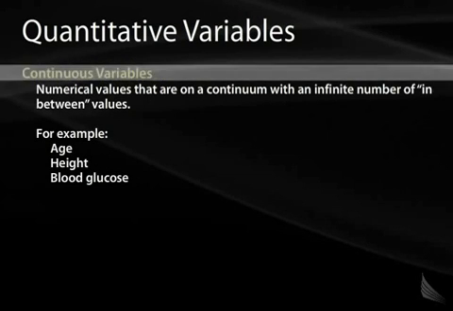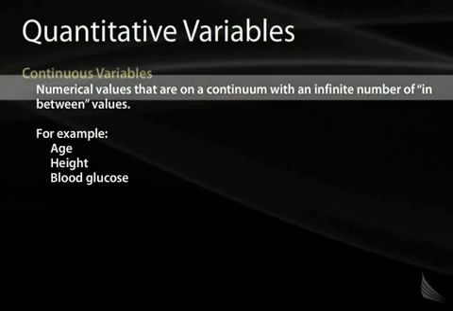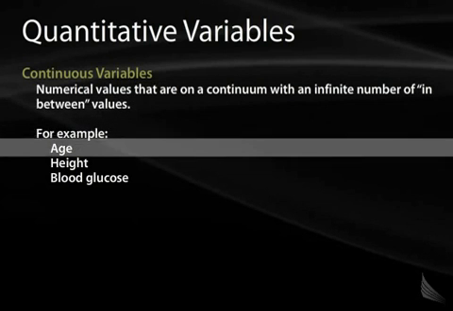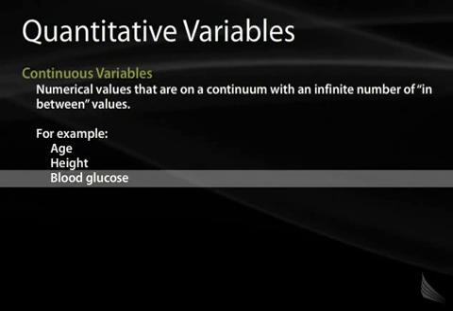In contrast, continuous variables can have values that are on a continuum with an infinite number of in-between values. For example, age, height, blood glucose. Now one might say, well, age is not really a continuous variable because people have defined discrete ages. Somebody could be 16 years old or 17 years old, etc. But one could subdivide age as precisely as you wanted.